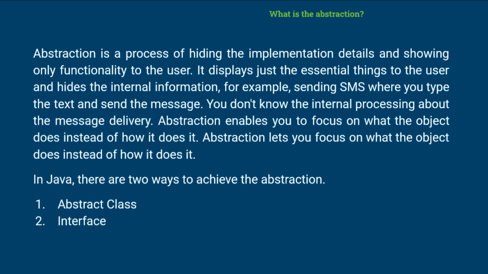Abstraction enables you to focus on what the object does instead of how it does it. In Java, there are 2 ways to achieve the abstraction. First, abstract class. Second, interface.